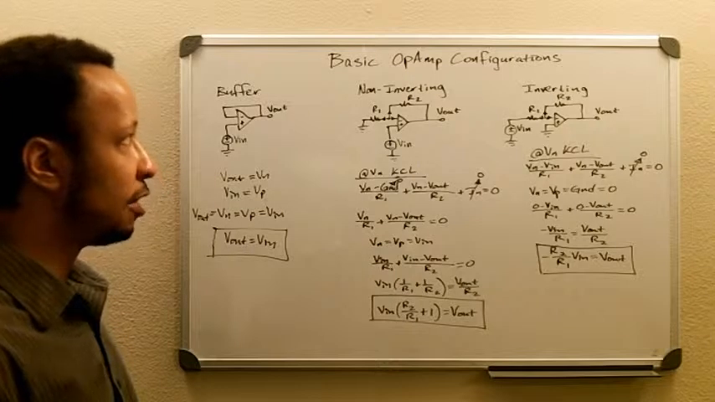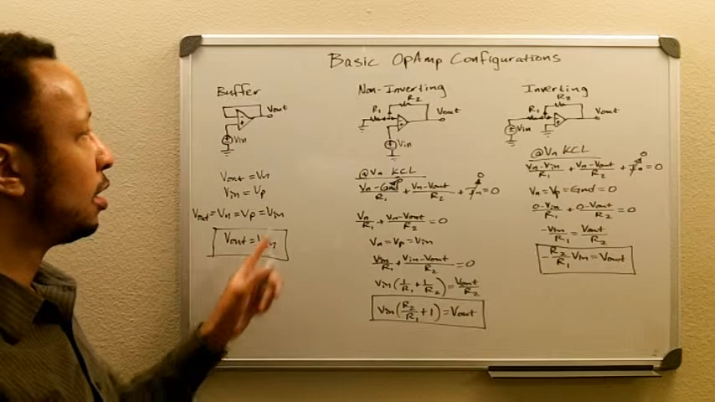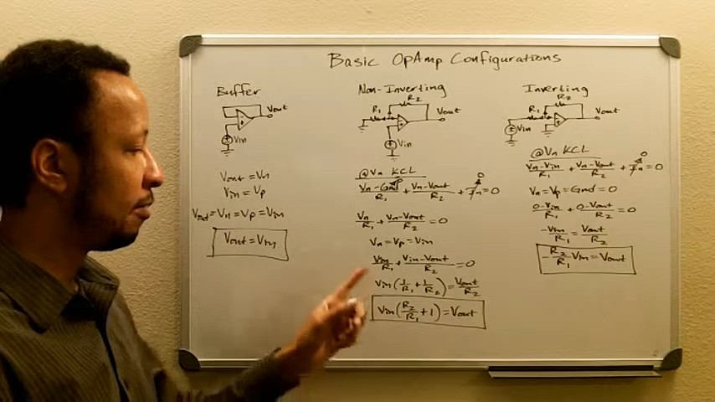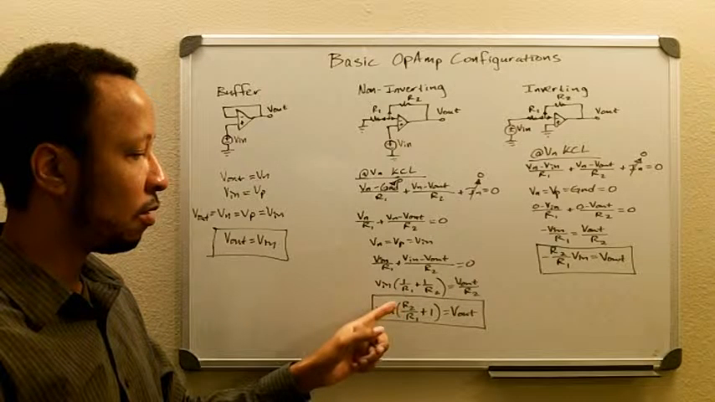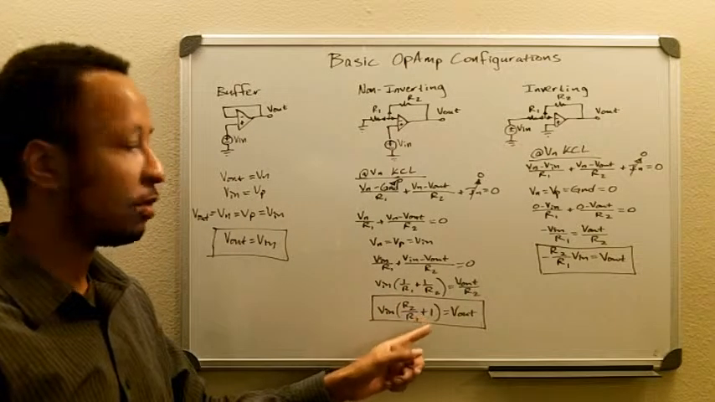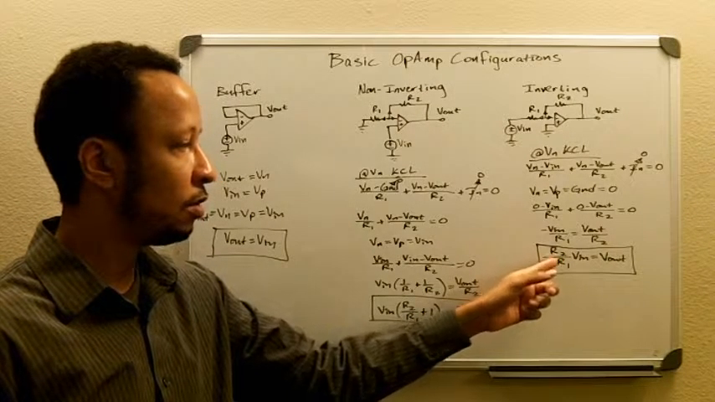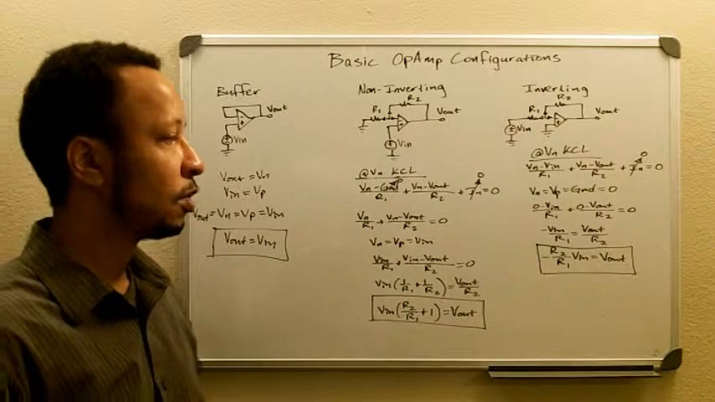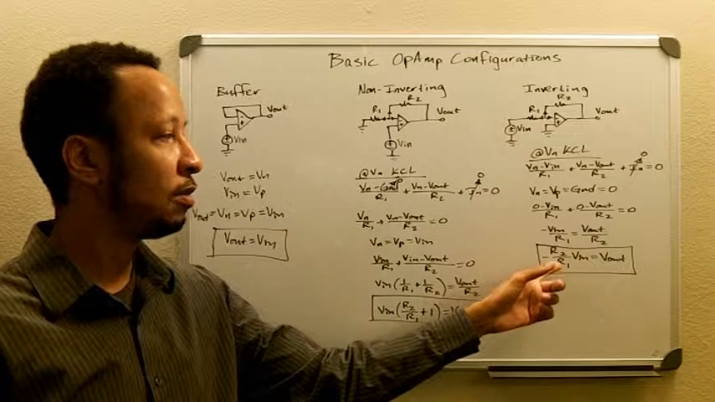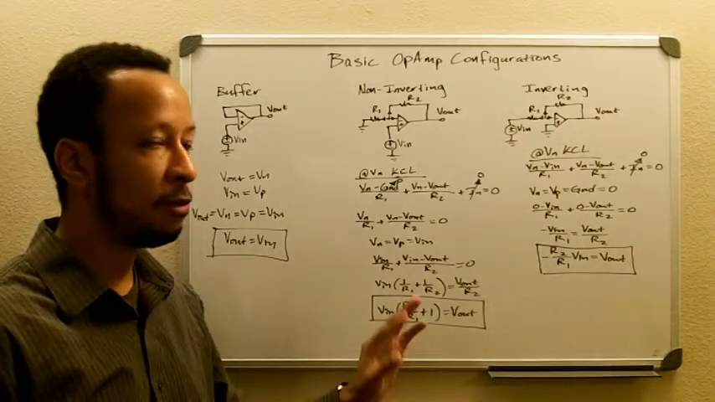So those are our three functional relationships. For our buffer, V out is going to be equal to Vn. For our non-inverting amplifier, Vn is going to be scaled up or scaled down by the ratio of R2 to R1, and it's also going to have 1 added to it. And for our inverting amplifier, it's going to be a negative R2 to R1 scalar. So in other words, this negative shows us inversion.